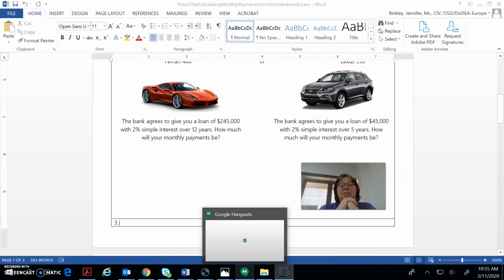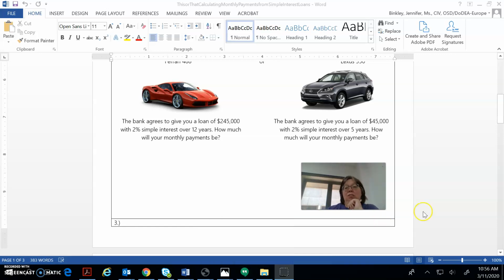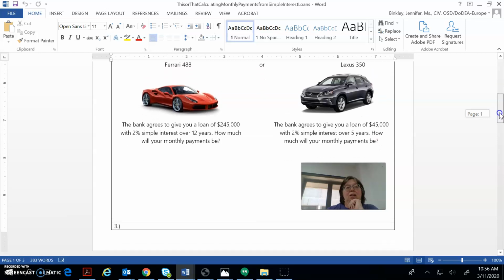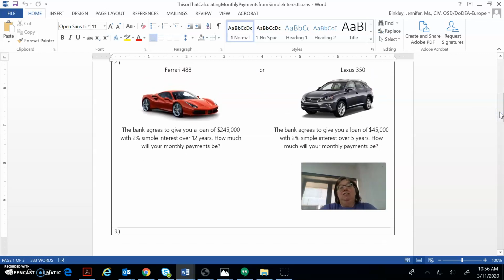What we're going to do today is talk about comparing whether you would want this car or that car, based on what we know about simple interest rate. So you'll see two cars on your screen right now. The first one is a Ferrari and the second is a Lexus.